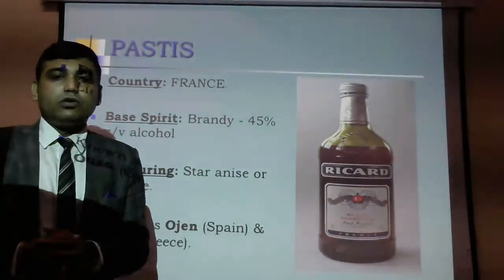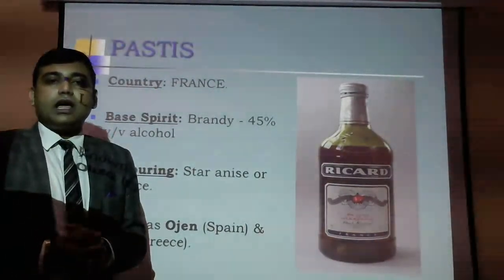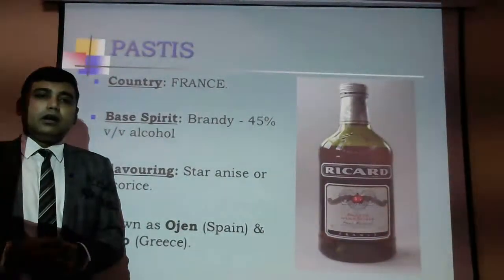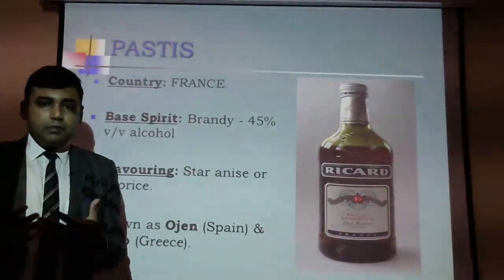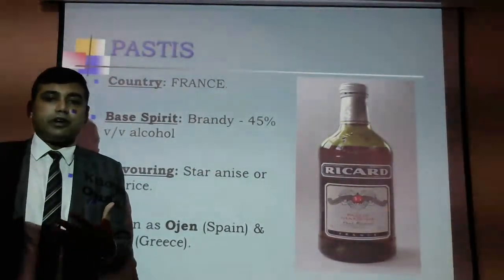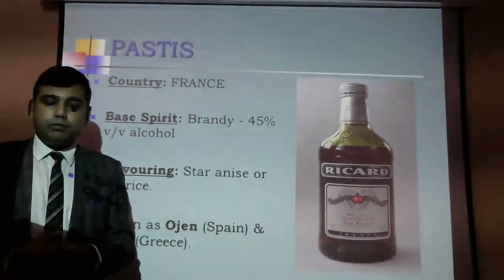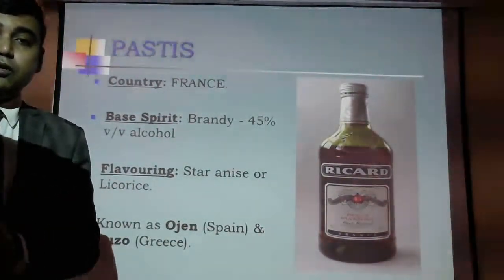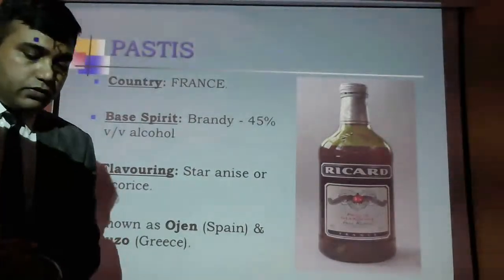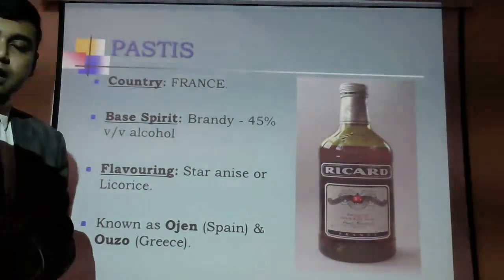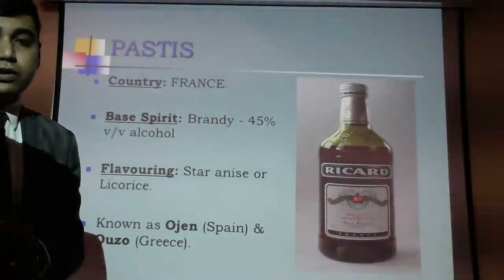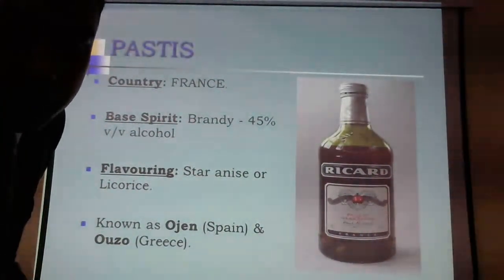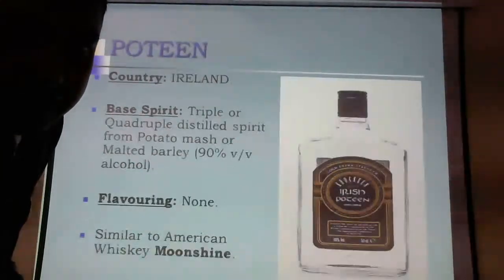Like in Spain, it is known as Ojen, and in Greece, it is known as Ouzo. Ouzo, Ojen, pastis, all are the same type of drink, but with different names in different countries. So these are the locally produced beverages, and it is again 45% volume by volume, and best enjoyed in a glass with ice, and you can add soda or lemonade. Pastis is best after a meal. After the meal, it is served as a digestive.